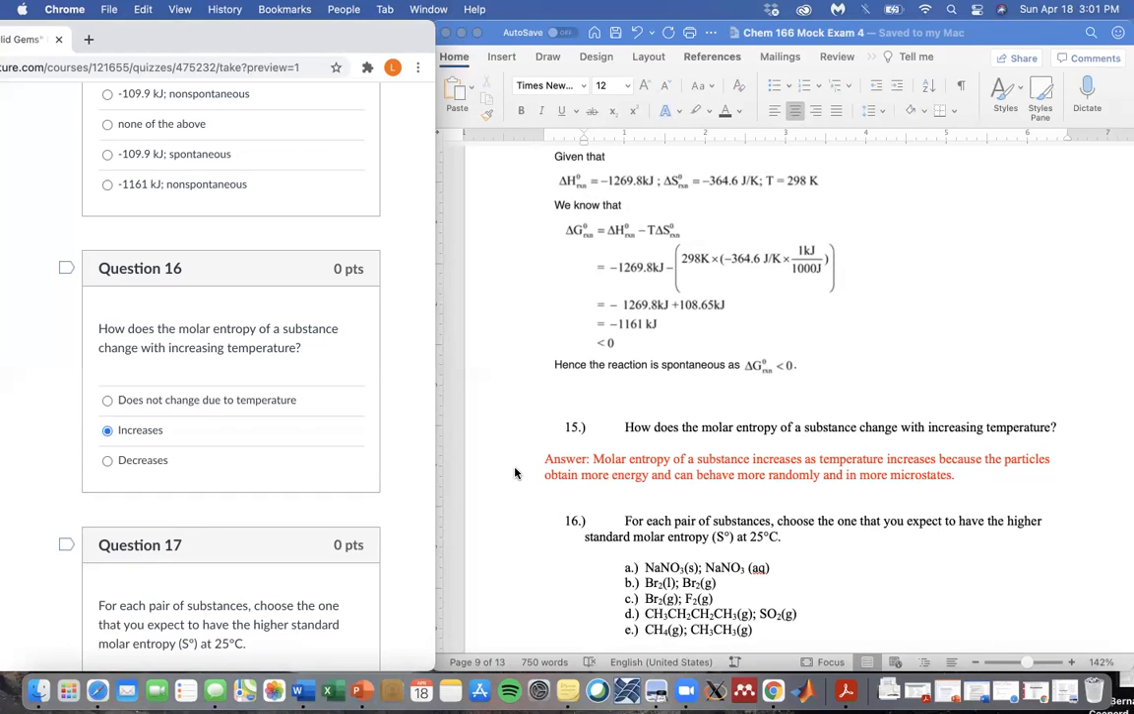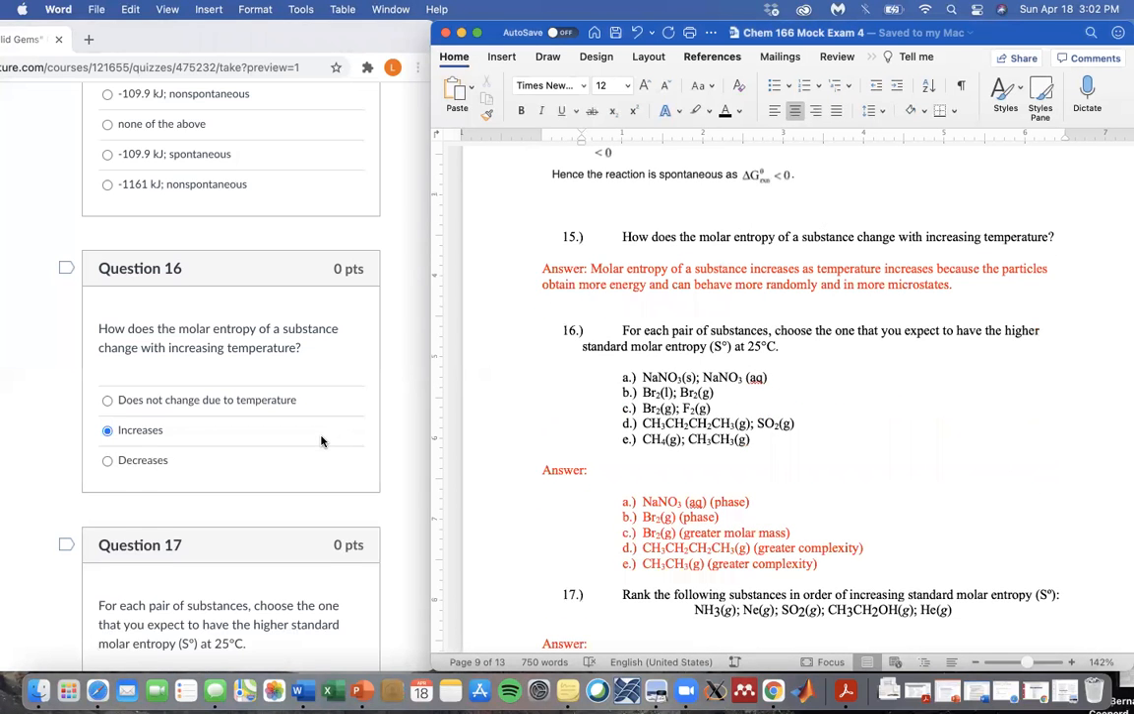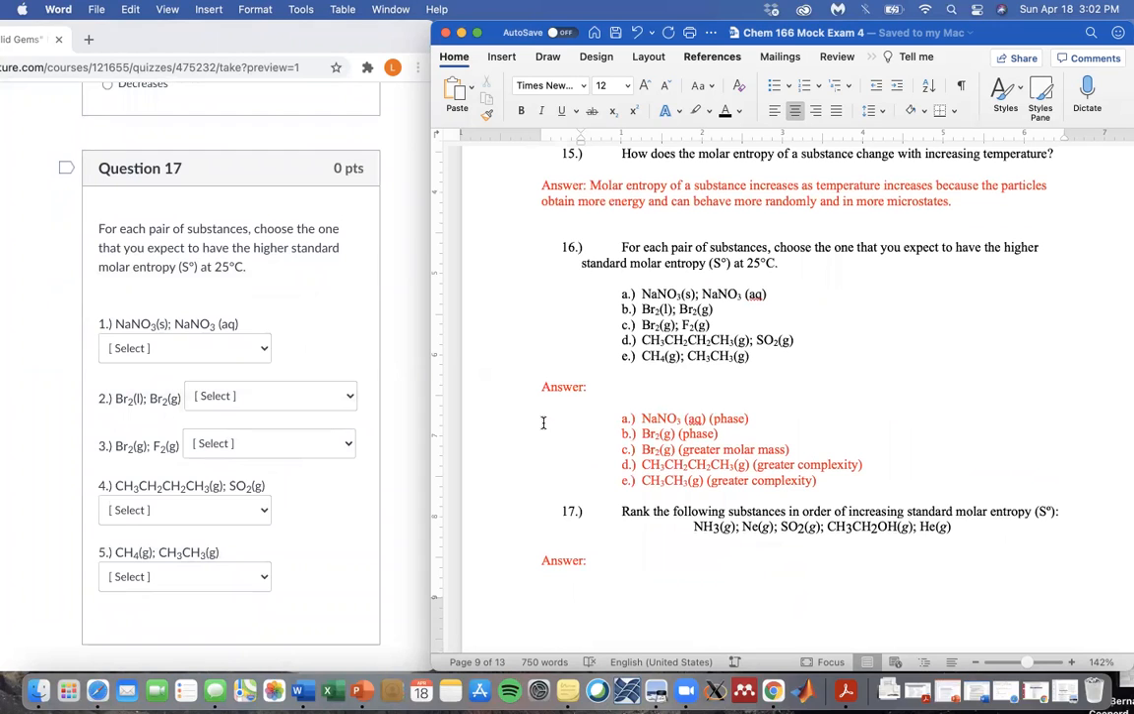Are there any questions about that one? Does that make sense? Yeah, it makes sense. Okay, sounds good. So this next one here is another molar entropy one.